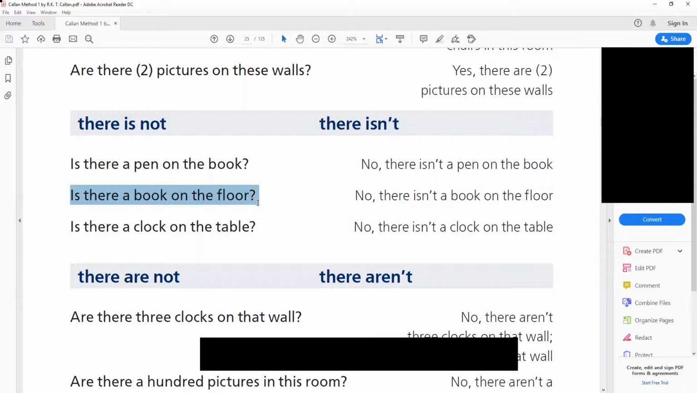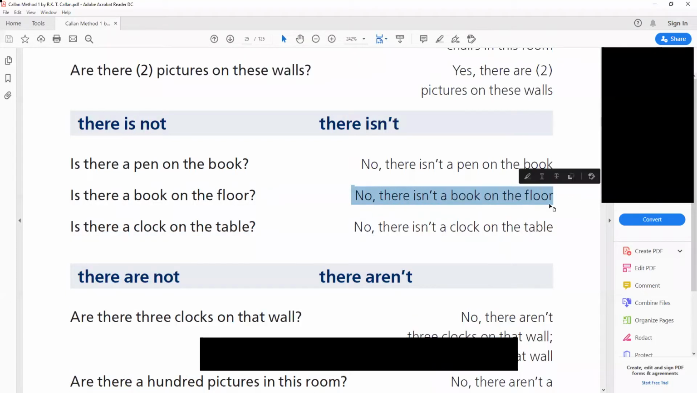Is there a book on the floor? Carlos, is there a book on the floor? No, there isn't a book in the floor. On the floor. The question isn't. No, there isn't a book on the floor.